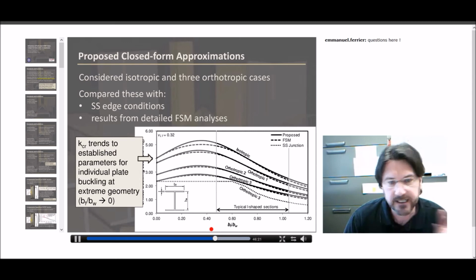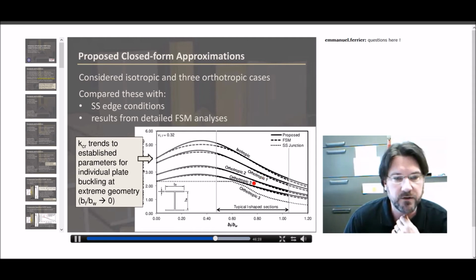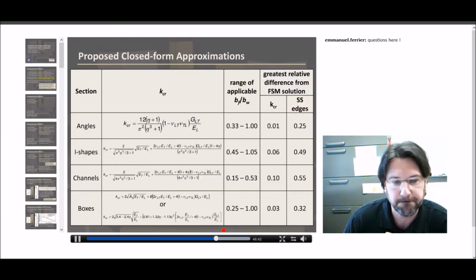The nice thing is, of course, this is fundamental mechanics, and therefore it should converge to well-known solutions. A well-known solution for an isotropic plate material, K critical should be 4, and sure enough, our equations converge to 4, as they should. That's a kind of check that we're in the right ballpark. And these are the resulting equations.